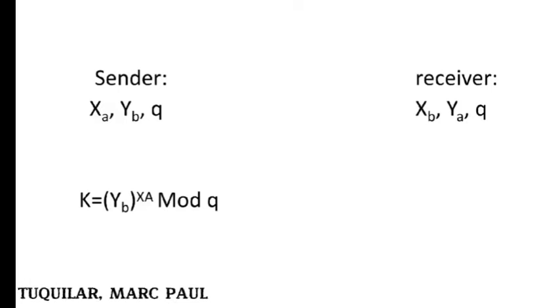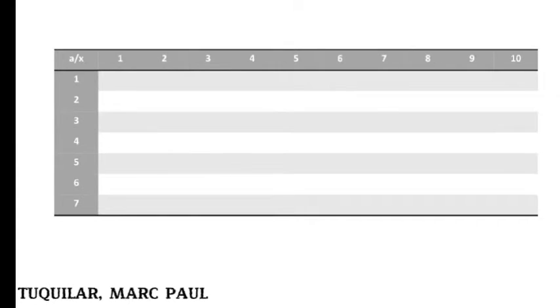On B's side, we have X as the private key, Y as the public key, and the prime number q. For this, the key is generated by Y_A, the public key of A, raised to the private key of B and modulo q. After the calculation on both sides, we have to make sure that the keys are the same. And that is pretty much the theoretical and formula aspect of it. Now we are going to implement it.